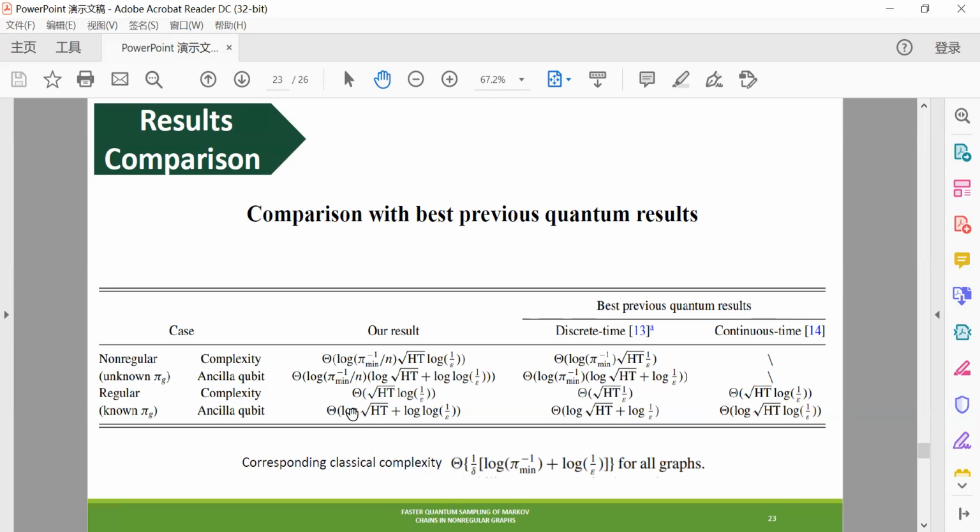And for the regular case, this is our result, and this is the existing result. We reduce the log. And for ancilla qubits, this is our result, and this is the existing result. And for regular graphs, people consider continuous-time quantum walks, and this is the result. We have the same complexity, but when we consider the ancilla qubits, we can get a reduction using our results.